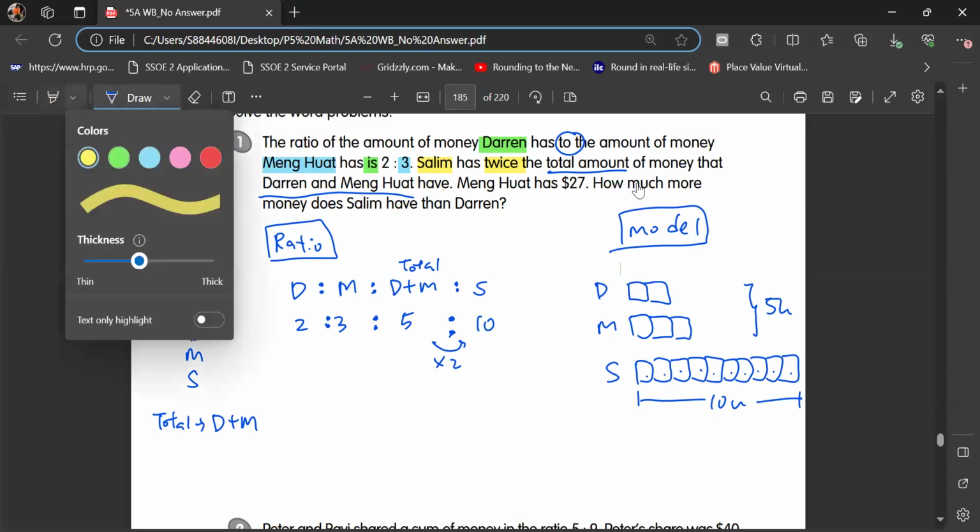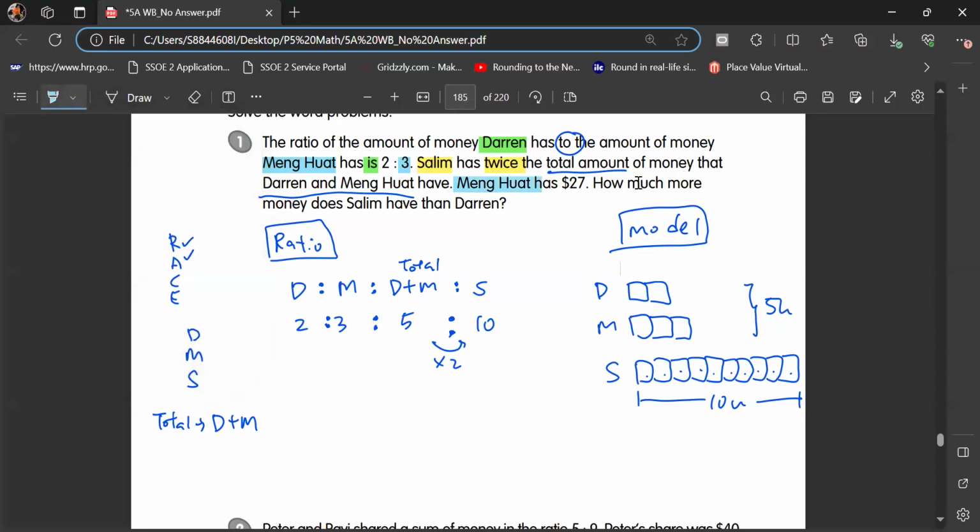Who is given? The actual amount of money. Menghua is given, Menghua is $27. Actually, we don't know how many the others have. These are all unitary. You don't know how much money they have.